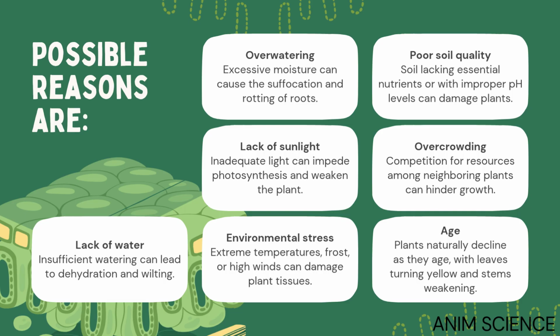Finally, age. Just like all living organisms, plants also age over time. As they grow older, their efficiency decreases, leaves may turn yellow, and overall growth slows down. So, all these factors can directly or indirectly affect photosynthesis and plant health. That's why maintaining the right balance of water, sunlight, nutrients, and environment is essential for healthy plant growth.